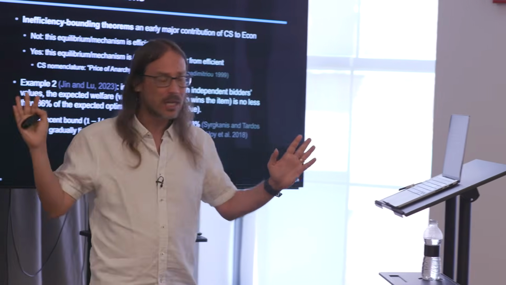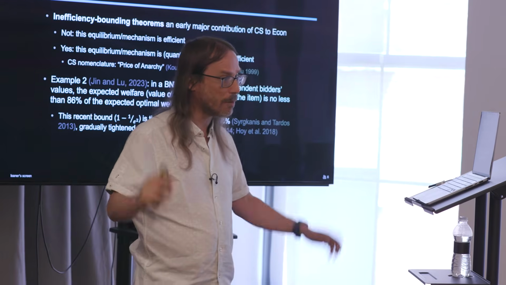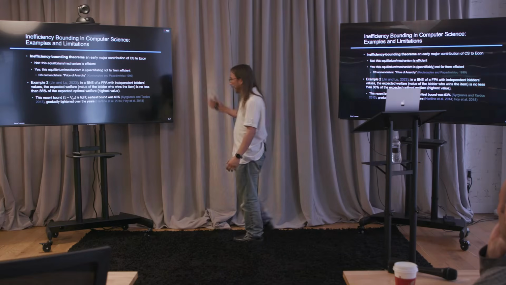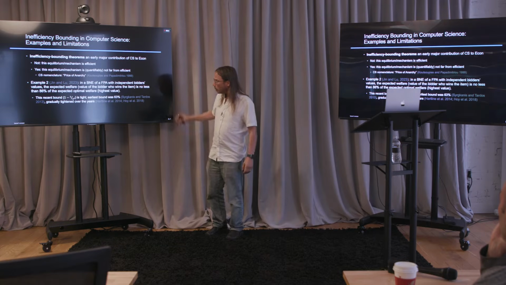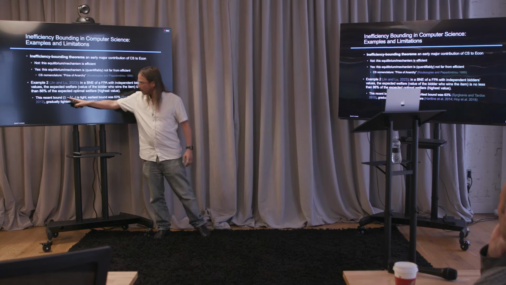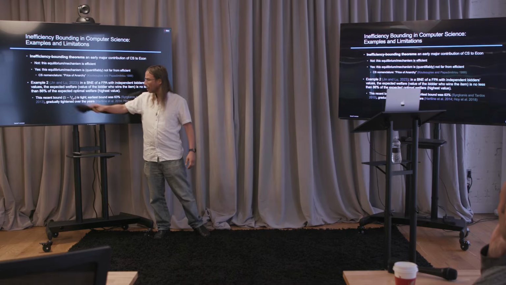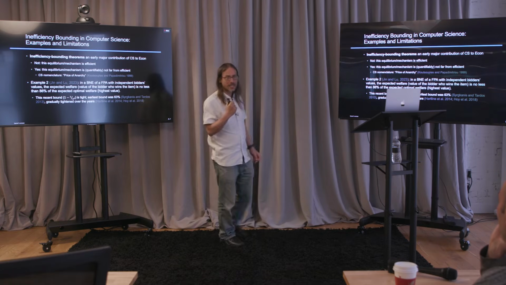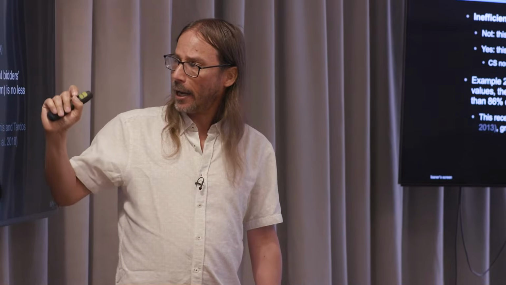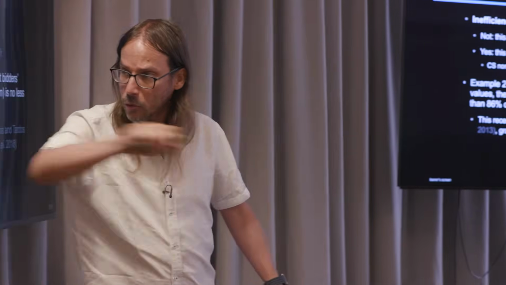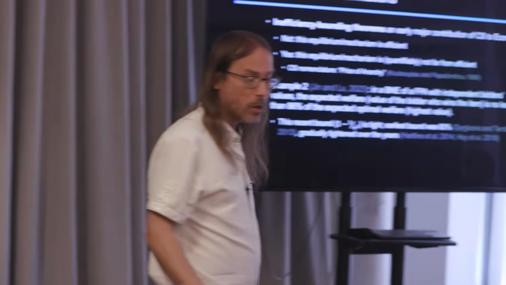And this is regardless of the distributions that you sample from. So again, a very insightful inefficiency bounding theorem. I should say, 86% really is a way of saying 1 minus 1 over e squared. And the reason I mention this is that it's tight. There are actually settings, meaning distributions for the bidders, that give you 86% and no more.